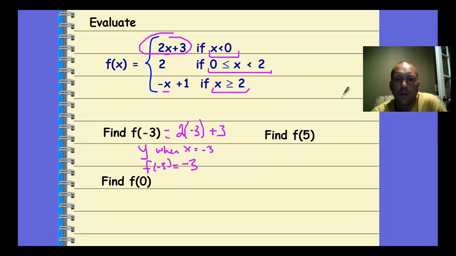So that value, and then we can do another one, f of 5. Now 5 would fit in this domain, bigger than 2, so I plug it in here. So this would be negative 5 plus 1, or negative 4.